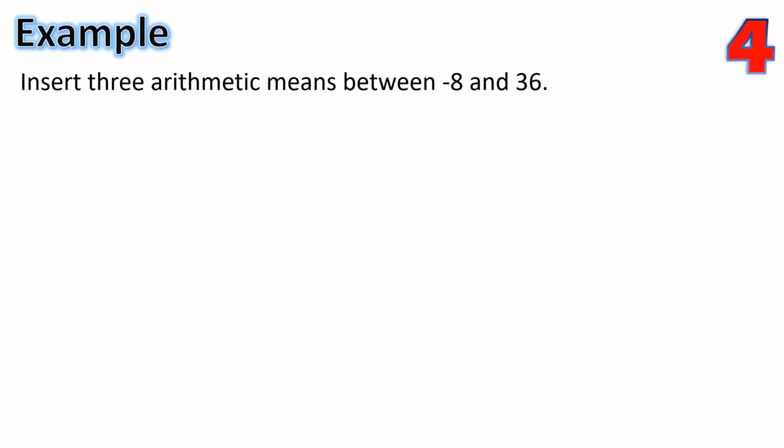Let us have some more examples. Example number 4. Insert 3 arithmetic means between negative 8 and 36. In this problem, we are asked to insert 3 arithmetic means between negative 8 and 36. So we have negative 8, then we'll have the 3 numbers, and then 36. Hence, if this is an arithmetic sequence, a sub 1 is negative 8 and a sub 5 is 36.